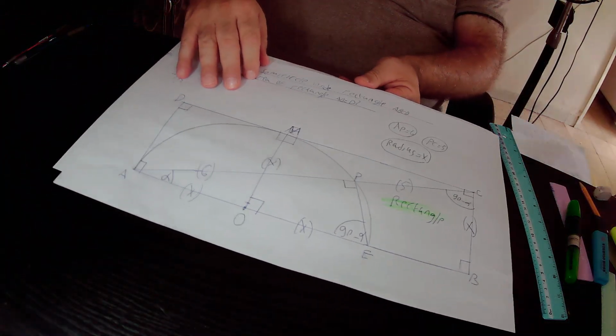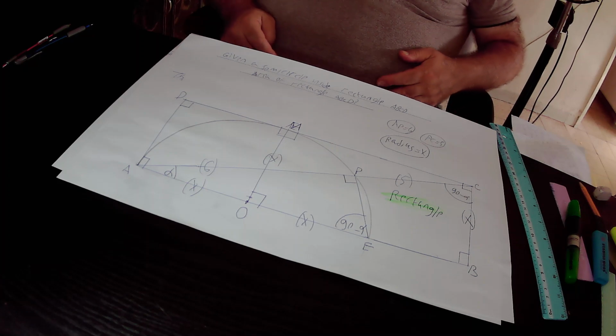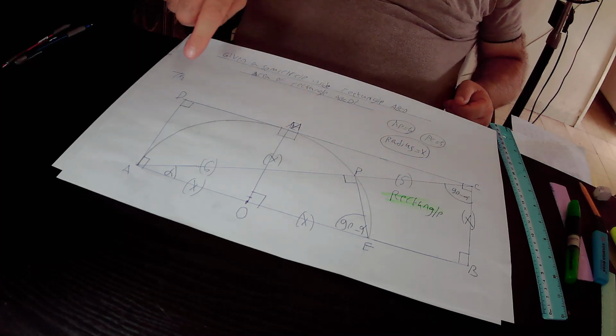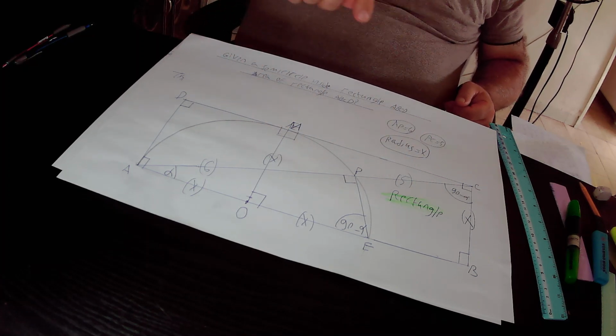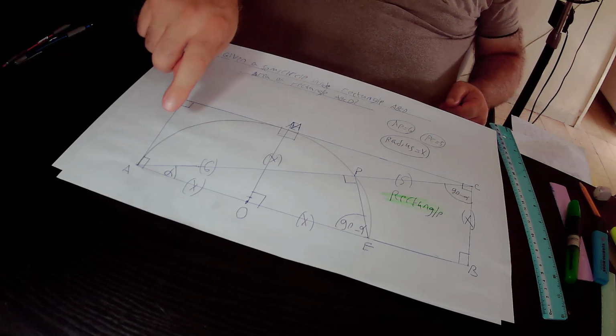In this first question, our mission is to find out the area of this rectangle ABCD. So in the drawing, we have rectangle ABCD. Inside this rectangle ABCD, we have this semicircle.